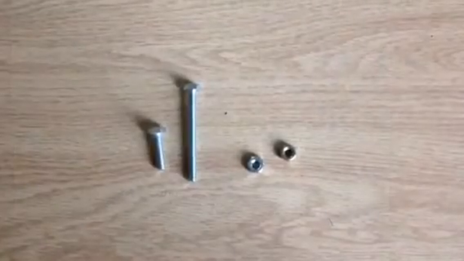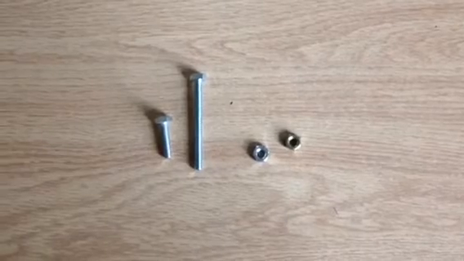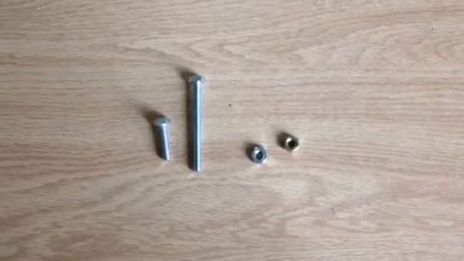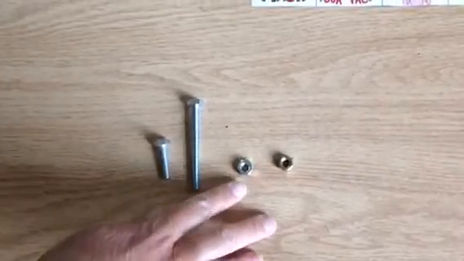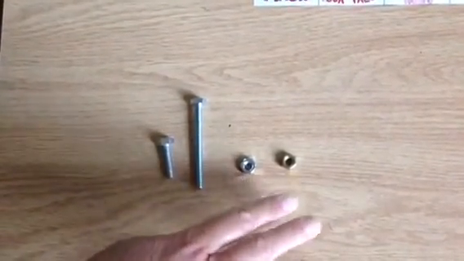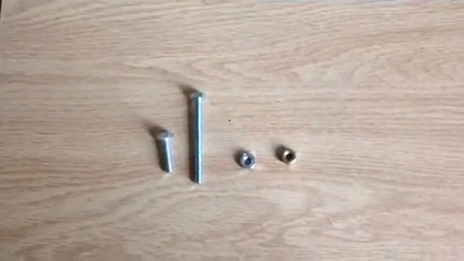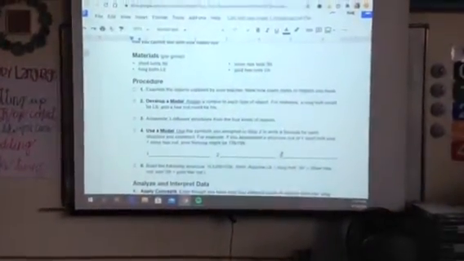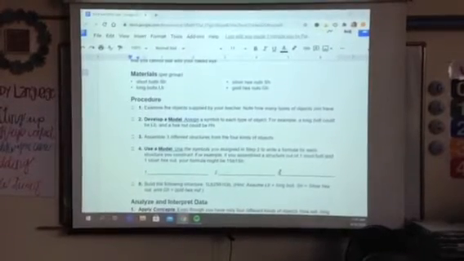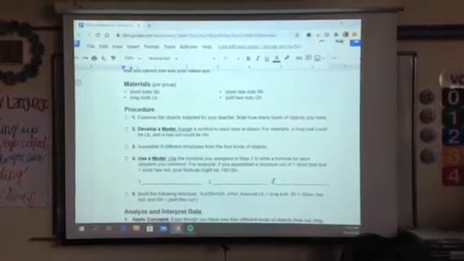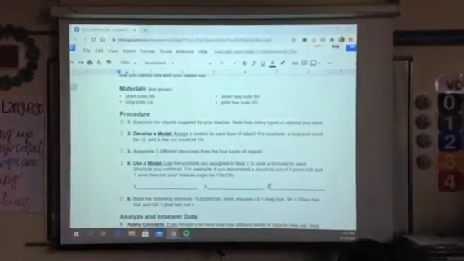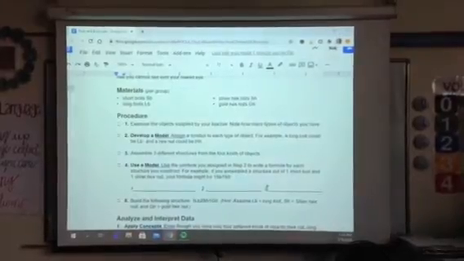All right, now we're on step number 3. We're going to assemble 3 different structures from the 4 different kinds of materials that you see here: the short bolt, the long bolt, the silver hex nut, and the gold hex nut. There is an example here. It says, use the symbols that you assigned in step number 2 to write a formula for each structure you construct. For example, if you assembled a structure out of 1 short bolt and 1 silver hex nut, this is what it would look like.